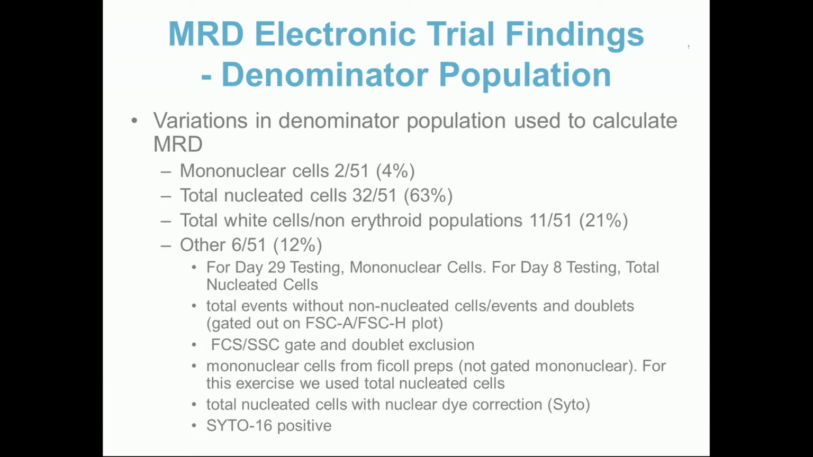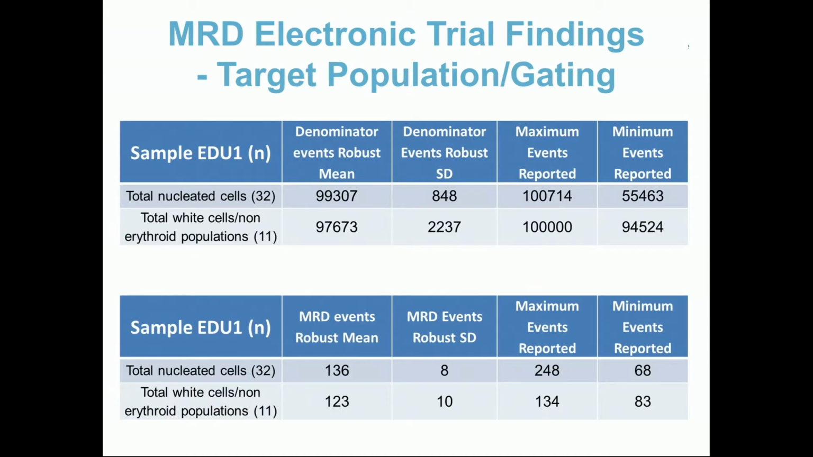What we decided to do for this is focus on the total nucleated cells and the total white cells populations. Again, this is electronic data, so the only differences here are due to gating. We've got a nice tight CV, so 99,000 events with an SD of 848, a bit wider SD when people are using total white cells and non-erythroid populations.